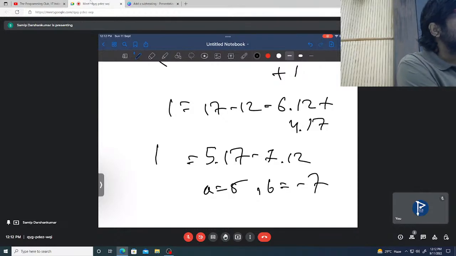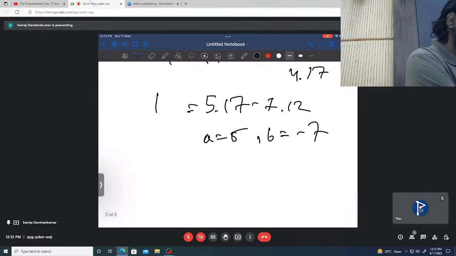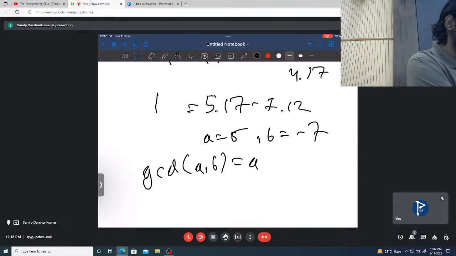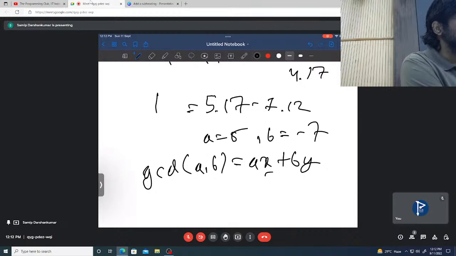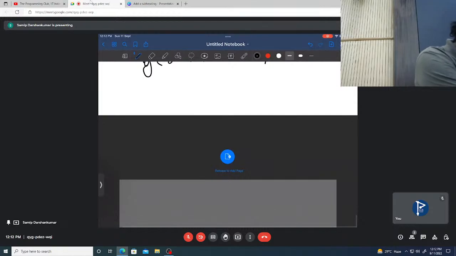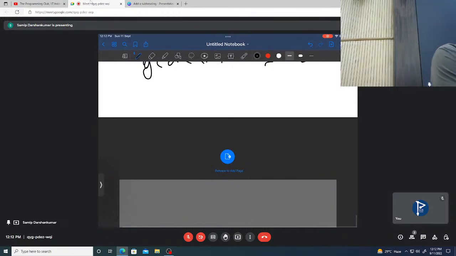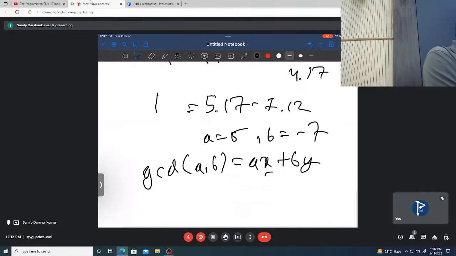So we can always find a and b by substituting these. So GCD of a comma b can always be written as ax plus by, where x and y are integers. So now if C is divisible by GCD of a, b, we write C as K into GCD of a, b. So this has a solution. Let's say the solution is x naught and y naught.